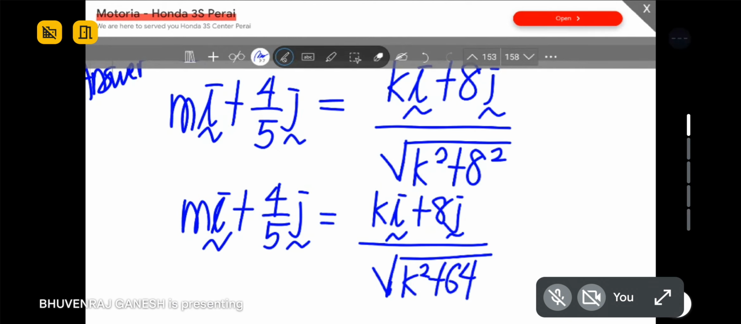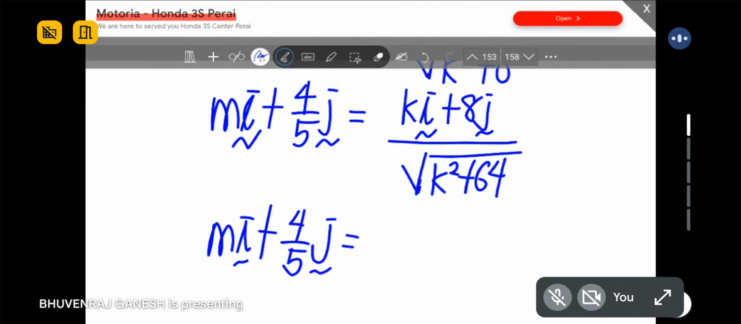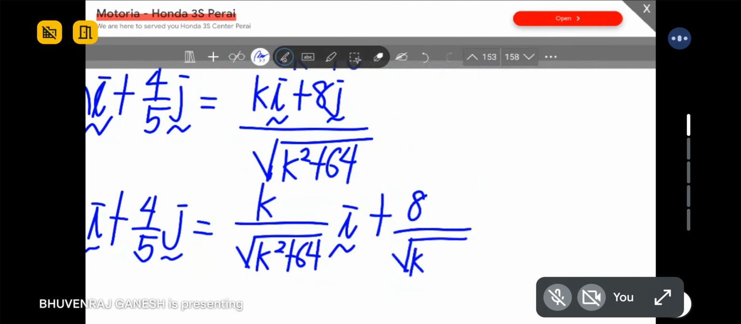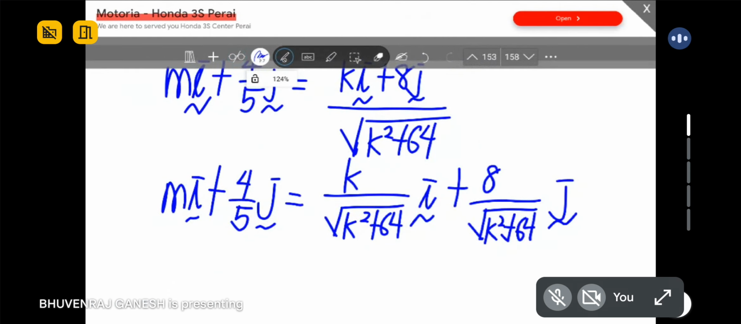So from here, what can you do, guys? It's always the same concept in vector. Now you want to find m and k. So you can actually split the fraction, guys. Okay, so you just split it into two fractions: k over square root of k square plus 64 i, and 8 over square root of k square plus 64 j. Do you all understand this concept, guys? I just split it. So what do I do now, guys?